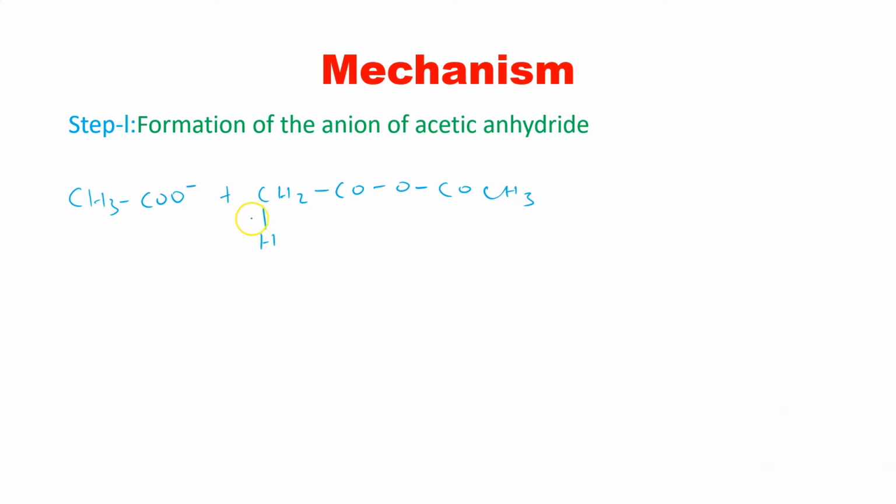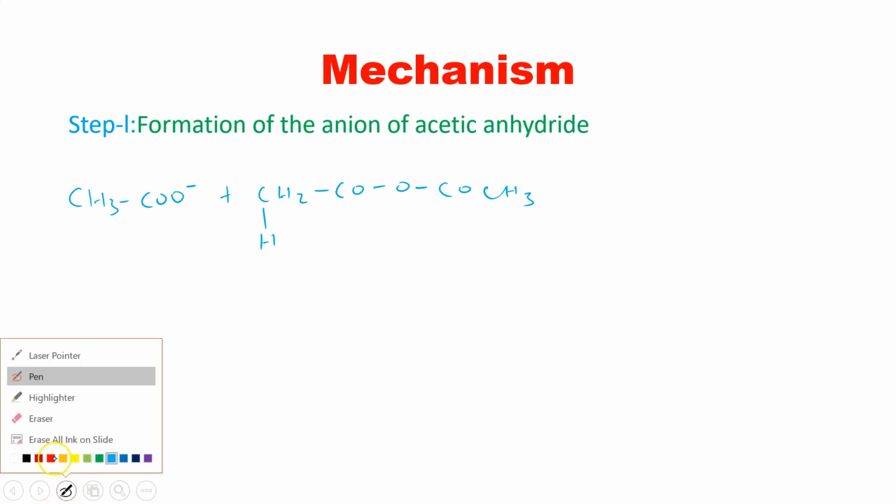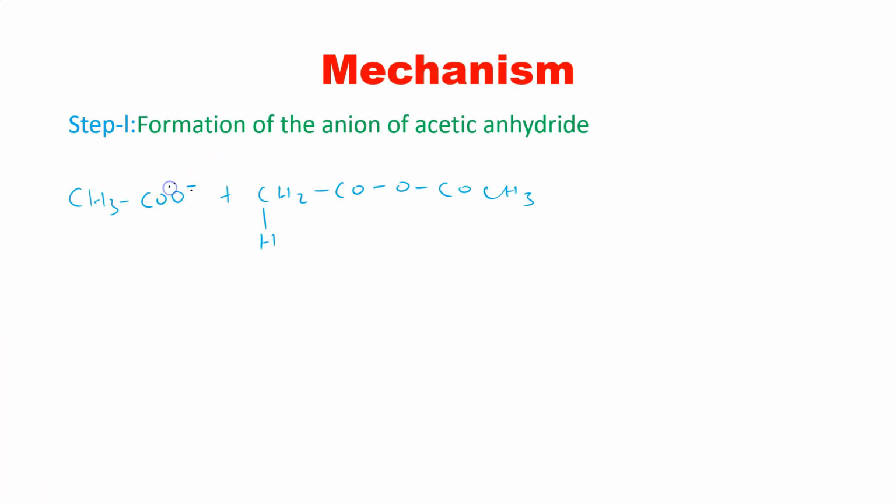Here the proton has been abstracted by this oxygen. This oxygen is having 3 lone pairs of electrons. One comes from the bond cleavage between sodium and oxygen, and so one of the electron pairs will attack hydrogen. This hydrogen will leave its electron pair with a carbon, and this will form an anion of acetic anhydride. So further we will get anion.